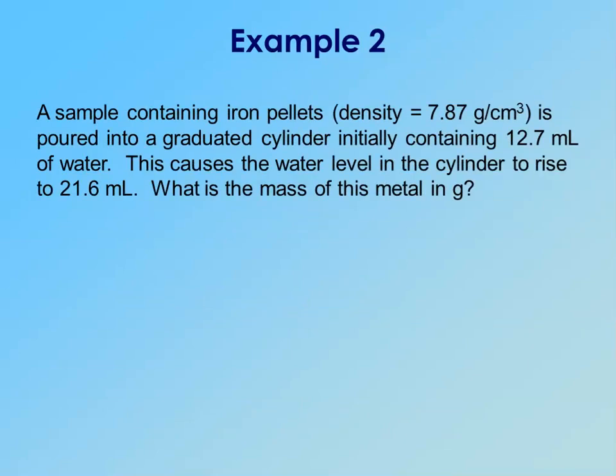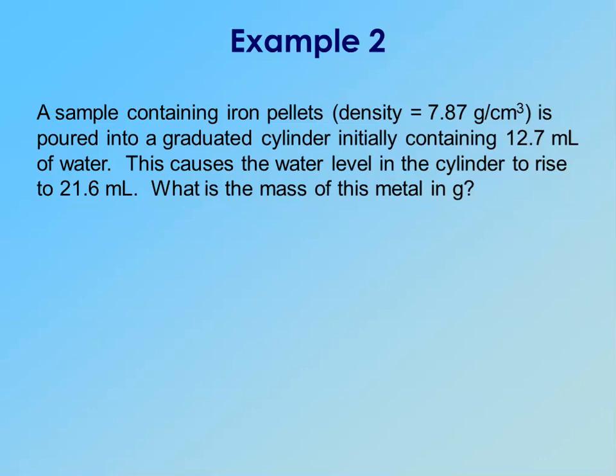Our second example is going to involve a volume that is not able to be measured directly. We have iron pellets. We're given the density of those iron pellets, and we are pouring them into a graduated cylinder that has a certain volume of water already, 12.7 mL. And when the iron pellets are added to the graduated cylinder, the volume rises to 21.6 mL. And we want to know what the mass of this metal is.